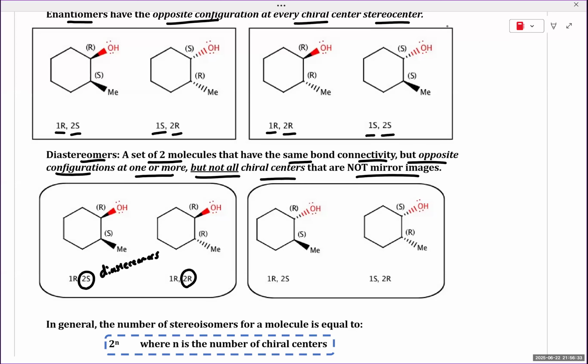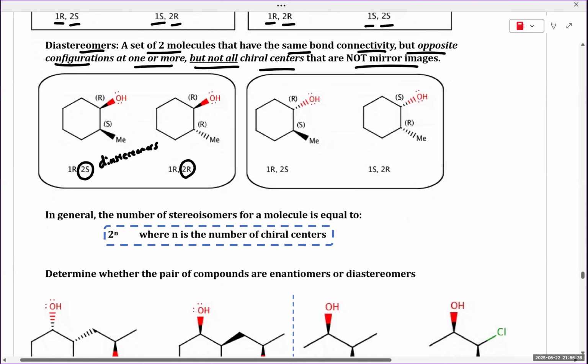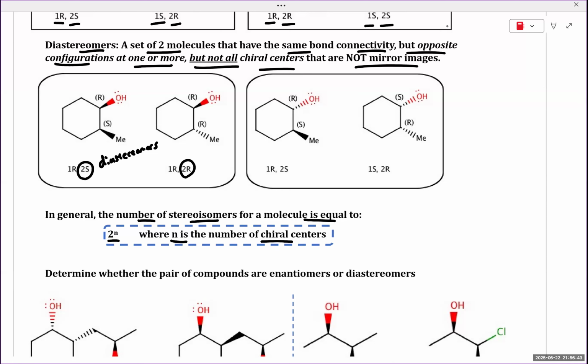Now, how do we know how many stereoisomers are possible? The number of stereoisomers for a molecule is equal to 2 to the n, where n is the number of chiral centers. So for example, in this above case, we have 1, 2 chiral centers. So 2 to the n would be 2 to the second, which represents 4. So there are 4 unique stereoisomers. This represents the maximum, and there will be cases where you will have less than the maximum, and we'll talk about why.